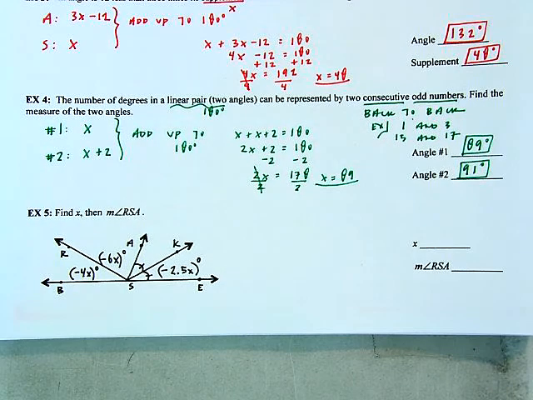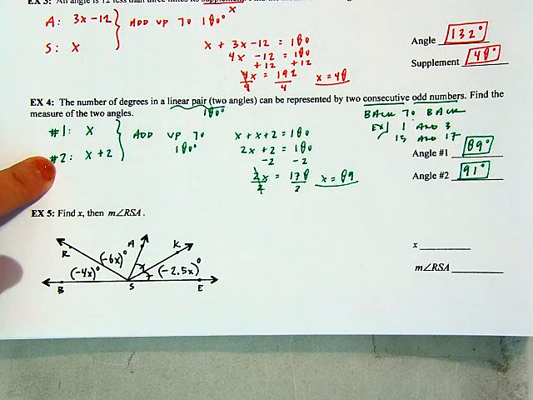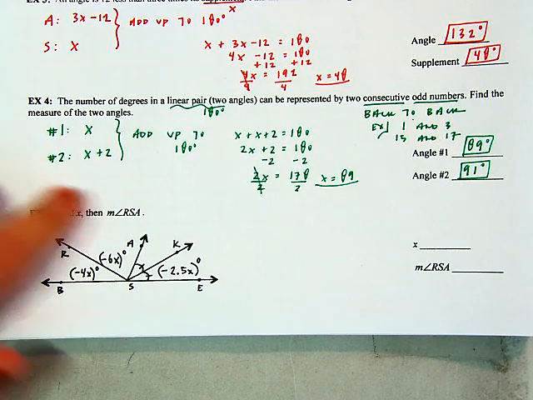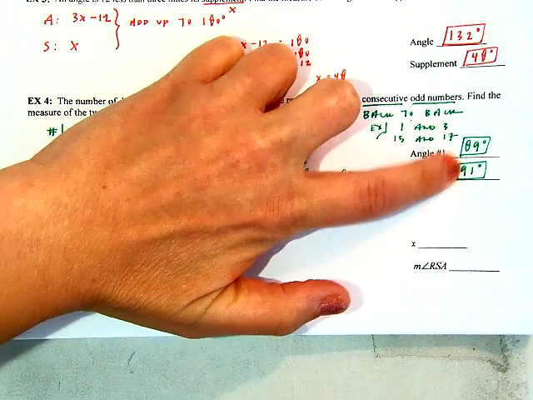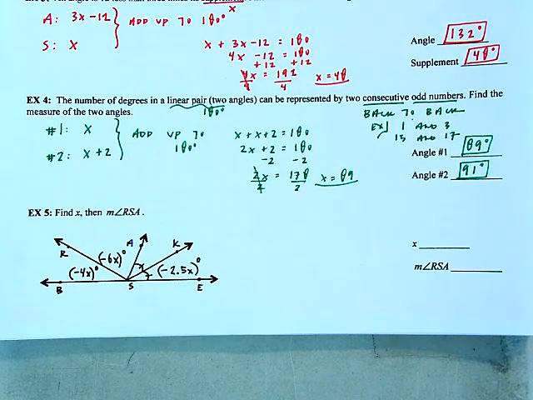One other thing I want to point out, I actually could have defined it differently. I could have defined angle 1 as x, and angle 2 as x minus 2. That would have worked out fine as well. I still would have gotten 89 and 91. They're consecutive, they are odd, they add up to 180.